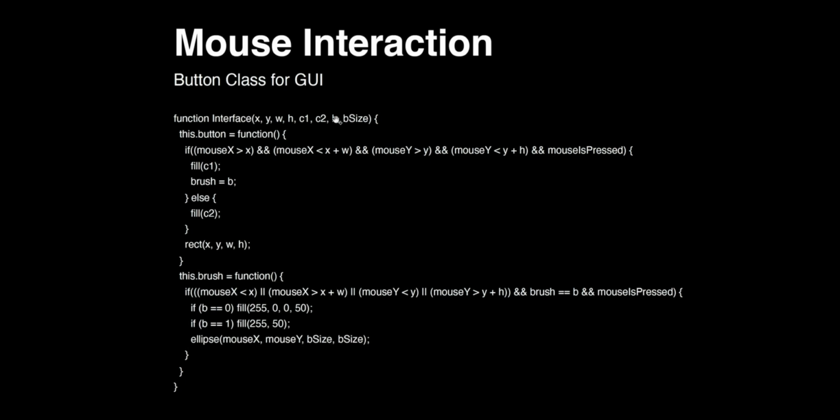Then B is going to be the number that represents the button you're on, and B size is the size of, in this case, the ellipse. So you could change the size of the ellipse for the button. Oh, sorry, for the brush.